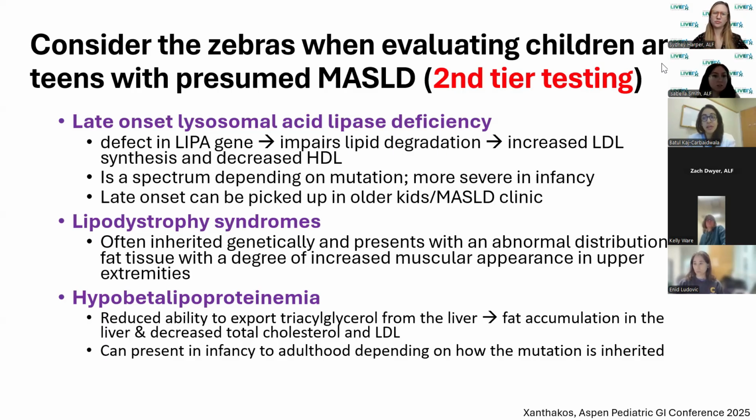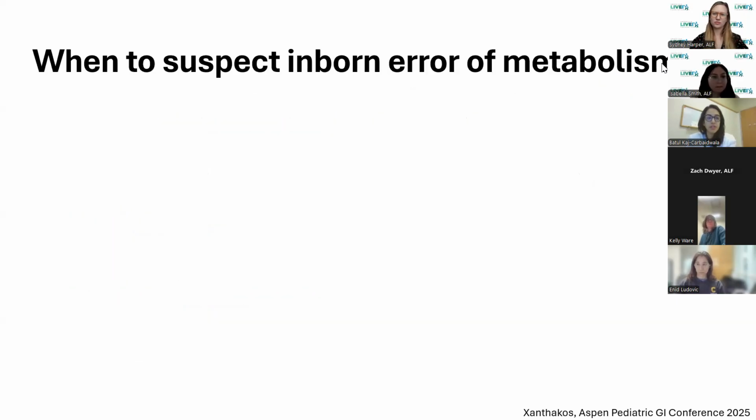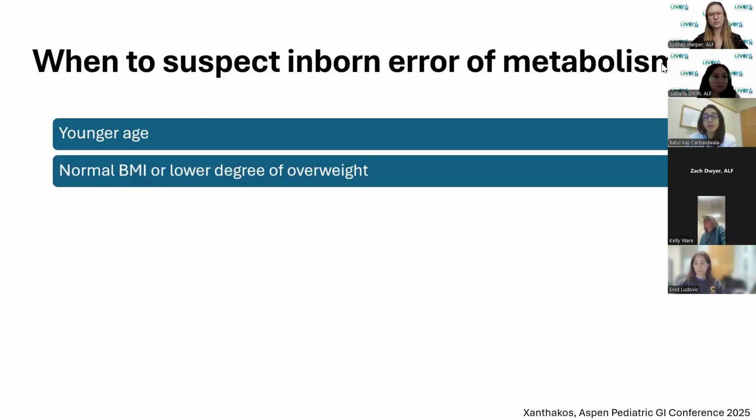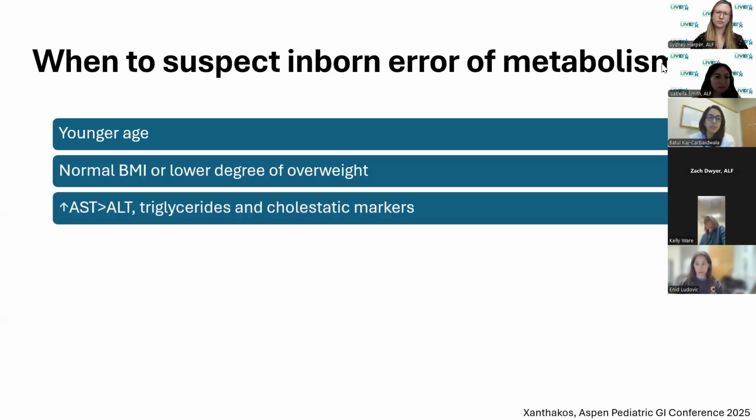So most of the MASLD that we see is the metabolic dysfunction related MASLD, related steatosis, versus all of these genetic conditions. Again, just to think about when do we really think about the inborn errors compared to the more common pediatric MASLD that we see. Inborn errors are in kids who present at a younger age. They often have a normal BMI or a lower degree of overweight. Often the patients that we see with pediatric MASLD are in pretty high percentiles as far as their obesity and overweight goes. And so we almost think of them as being like the lean MASLD kids.